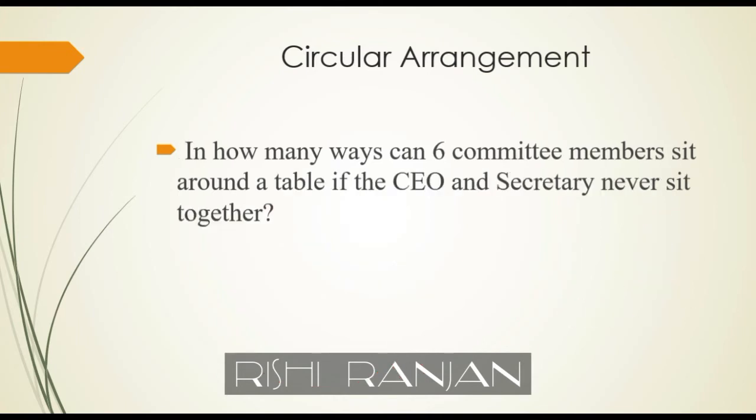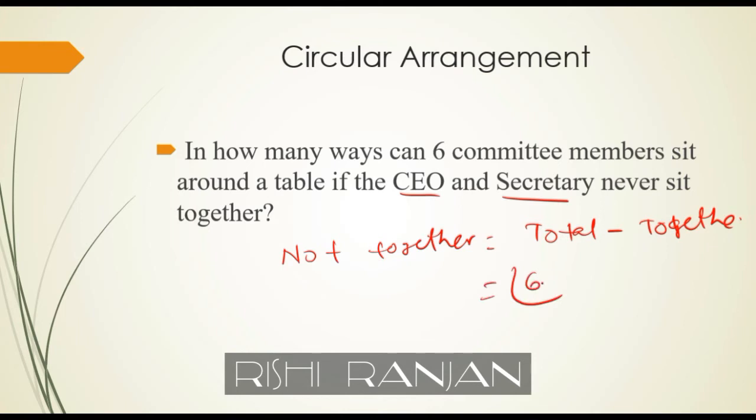Let's look at one more question. In how many ways can 6 committee members sit around a circular table if the CEO and secretary never sit together? Once again, never sit together. Negative condition. Either we can solve it manually or we can solve it like this. Not together is equal to total minus together, and total is factorial 6 minus 1, minus factorial 5 minus 1 into factorial 2. This will be the answer for the CEO and secretary never sitting together.